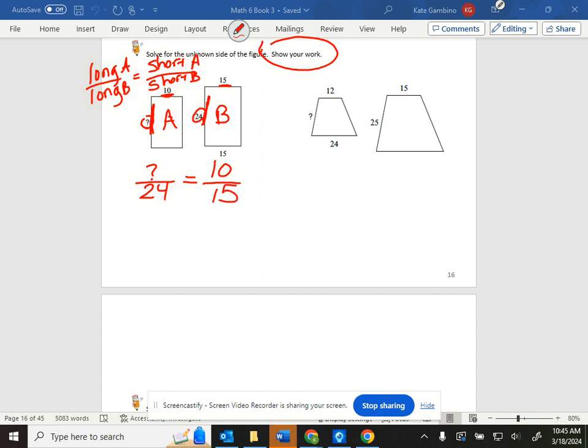Now, we have an unknown number. How do I find that missing number? Who remembers way back when we worked with proportions, what math we did to find the answer? Do you remember, Layla?